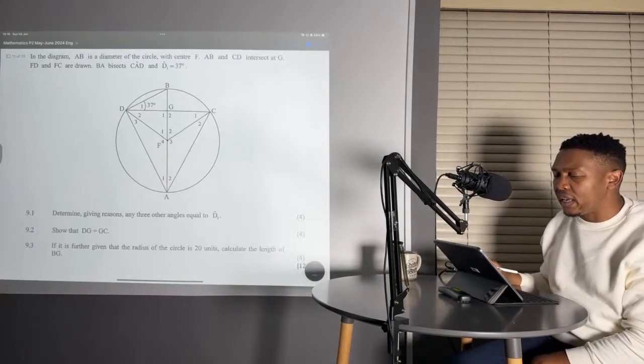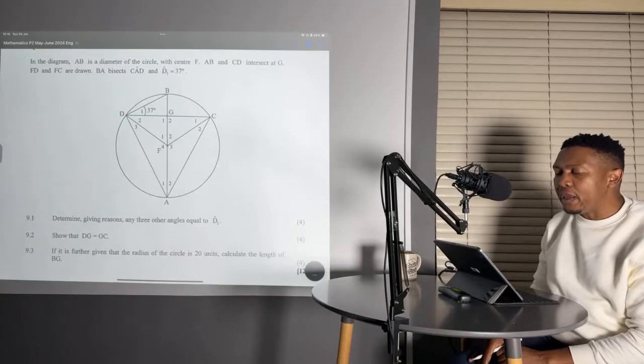Now, let's look at the next question. They say in the diagram we've got AB, which is a diameter.